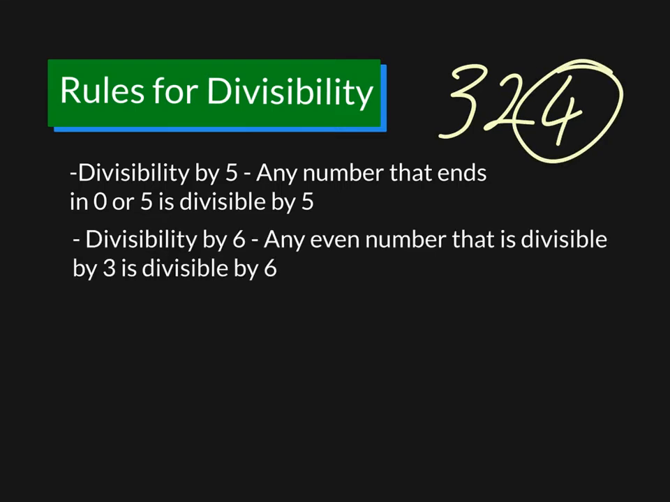Divisibility by 6. Any even number that is divisible by 3 is divisible by 6. So when we look at 324, we know that's an even number because it ends in 4, and an even number is any number that ends in 0, 2, 4, 6, or 8. We also know that it is divisible by 3 because we found that out earlier. The sum of the digits, 3 plus 2 plus 4, is 9, which is a multiple of 3. So it's an even number that's divisible by 3. That means it's also divisible by 6.